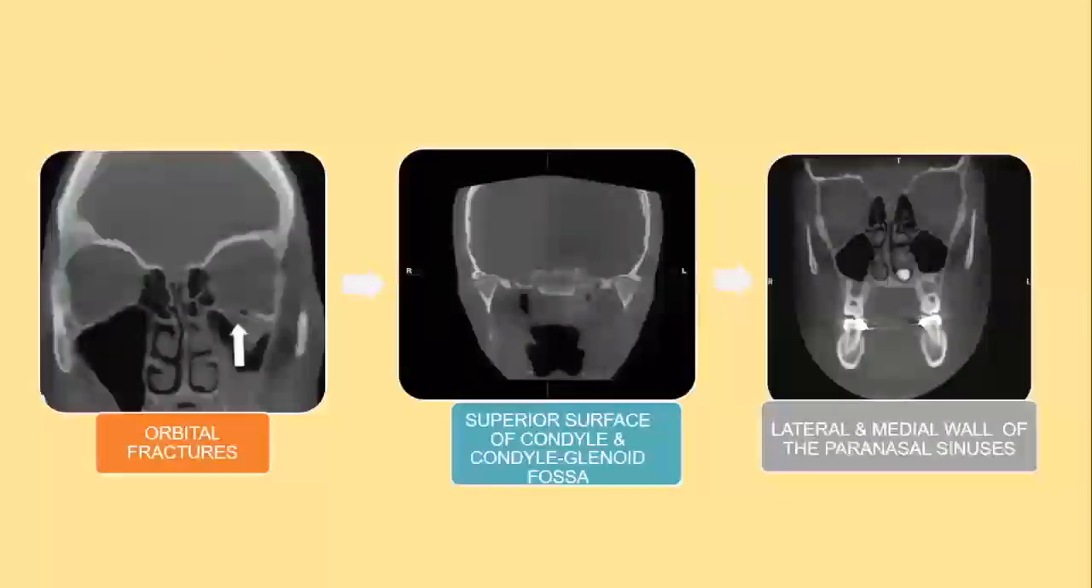Orbital fractures are wonderfully seen in coronal, especially when you're looking at something called a hanging drop sign or a trapdoor sign, where the orbital contents herniate into the maxillary sinus. You would want to look on the coronal. The sinuses can be really appreciated well on the coronal sections, especially the lateral and medial wall.